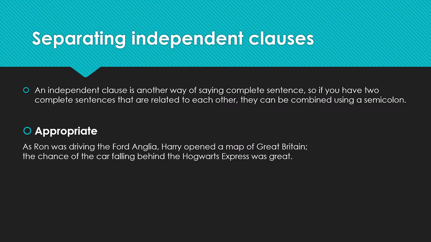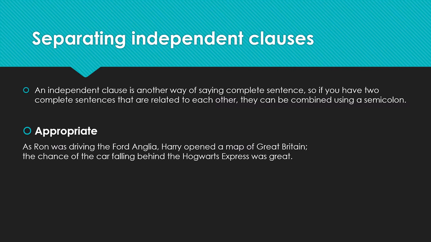As Ron was driving the Ford Anglia, Harry opened a map of Great Britain; the chance of the car falling behind the Hogwarts Express was great. This example is using a semicolon appropriately because there are two complete sentences on either side of the semicolon, the two ideas are closely related, the extended pause helps link the ideas better together, and there is a smoother rhythm established instead of using a period. The semicolon here also builds an inferential relationship between the two ideas that would be lost without the semicolon.